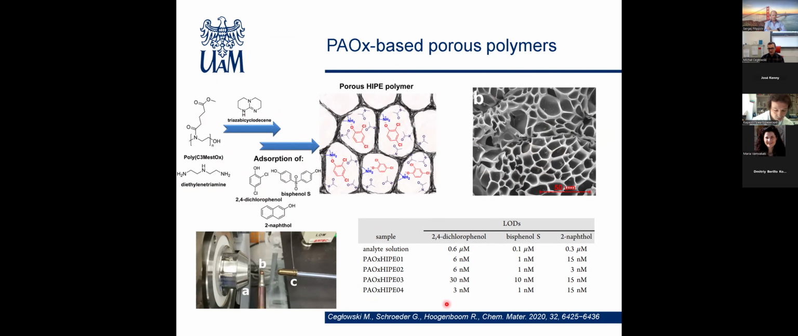And we nicely improved the limits of detection. The HIPEs had different compositions. HIPE 4 had the highest porosity. So actually it was not very surprising that the material with the highest porosity allowed us to reach the best limits of detection.